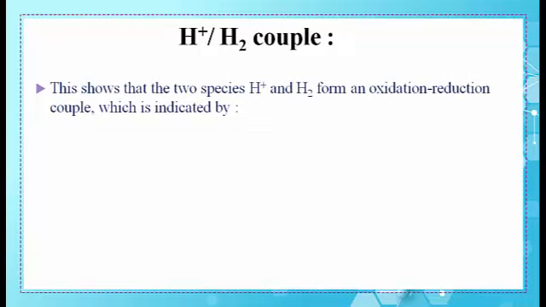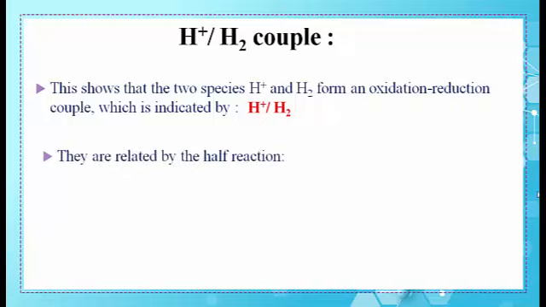What does this show? This shows that the two species H+ and H2 form an oxidation reduction couple which is indicated by H+/H2. Since H+ undergoes reduction to form H2 and H2 undergoes oxidation to form H+, they are related by the half reaction. 2H+ gains 2 electrons to give H2, or H2 loses 2 electrons to give H+.